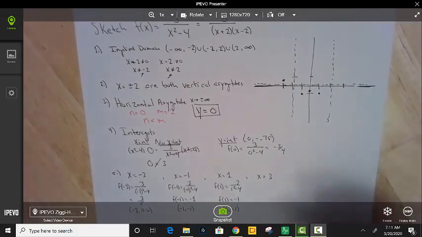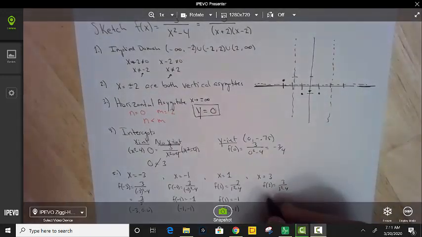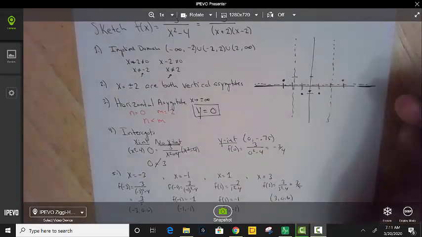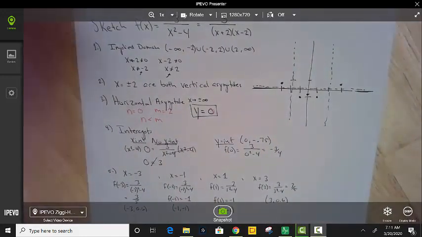But then x equals 3. What that means is when we plug that in, we're going to get the same thing as negative 3, which gives us 3/5. So we're going to plot the point 3, 0.6, which would be roughly over here.